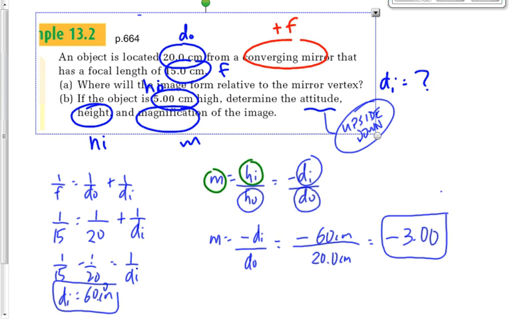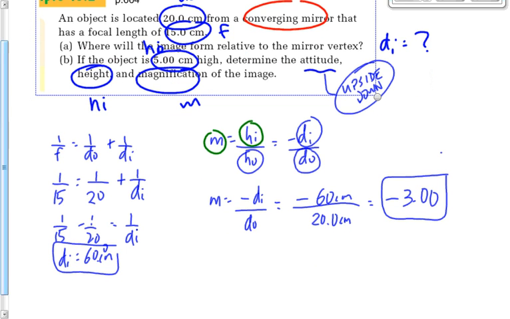For this one, let's say M is equal to HI over HO. HI becomes equal to M times HO, which is negative 3.00 times the object height, which is 5.00.